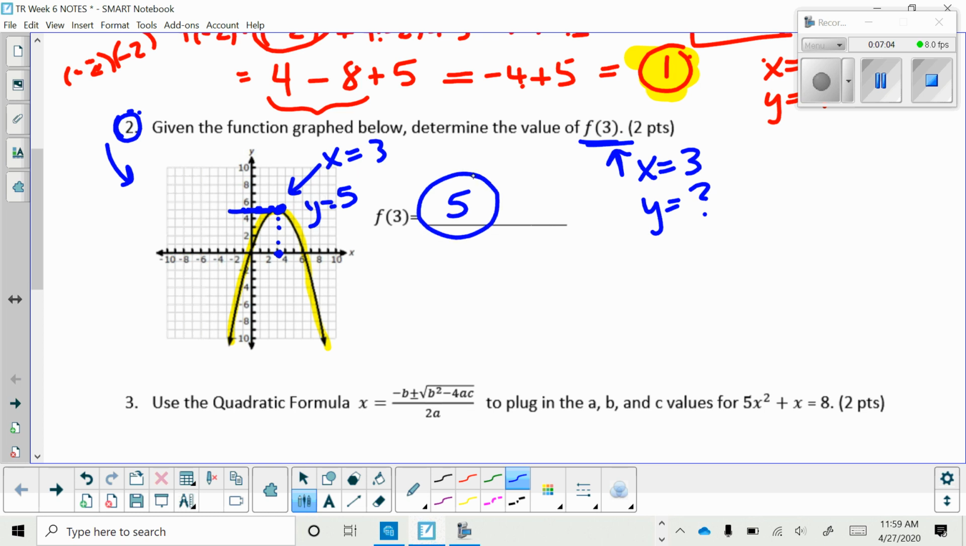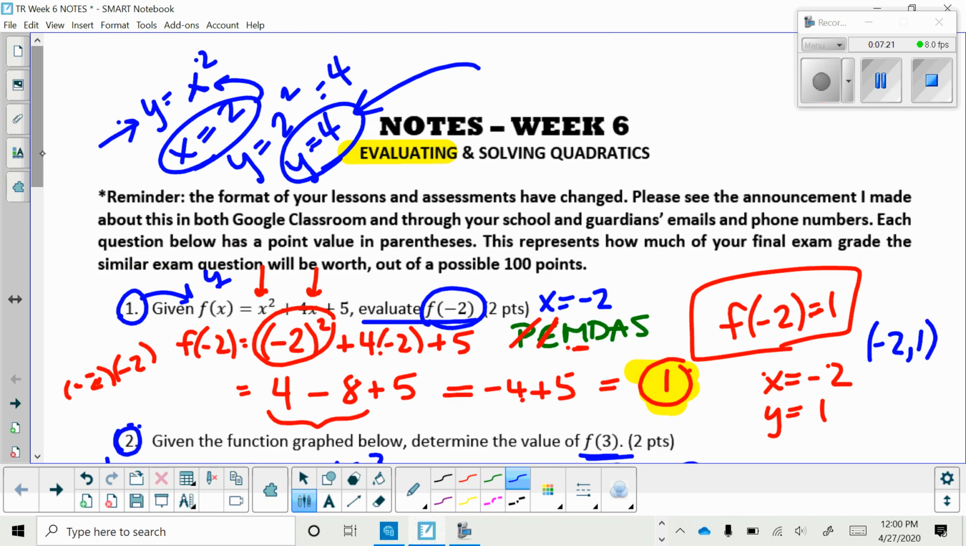Okay. So that's how to evaluate functions to find the value of y when you're given an x, either by plugging it in and simplifying or by reading it off the graph. So that's the evaluating part of our notes. The second part of the notes is solving quadratics. This means we will have to be doing some factoring.